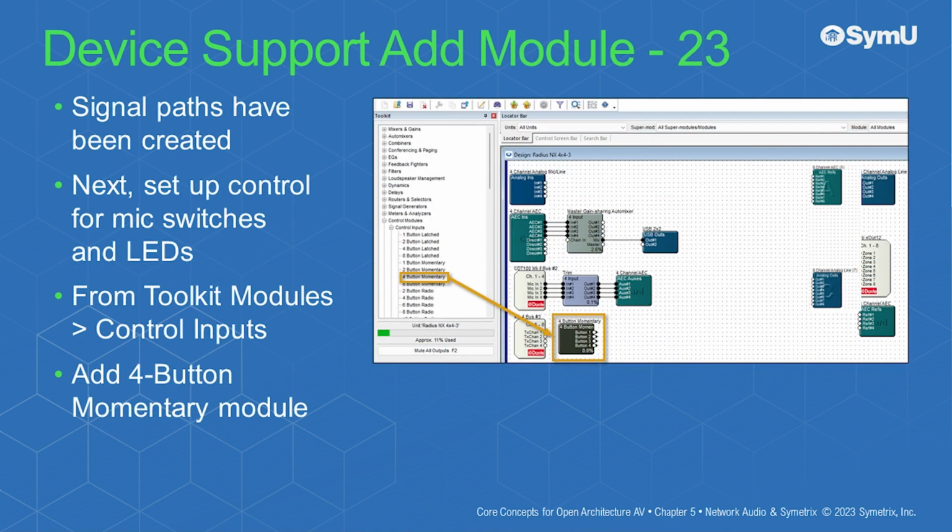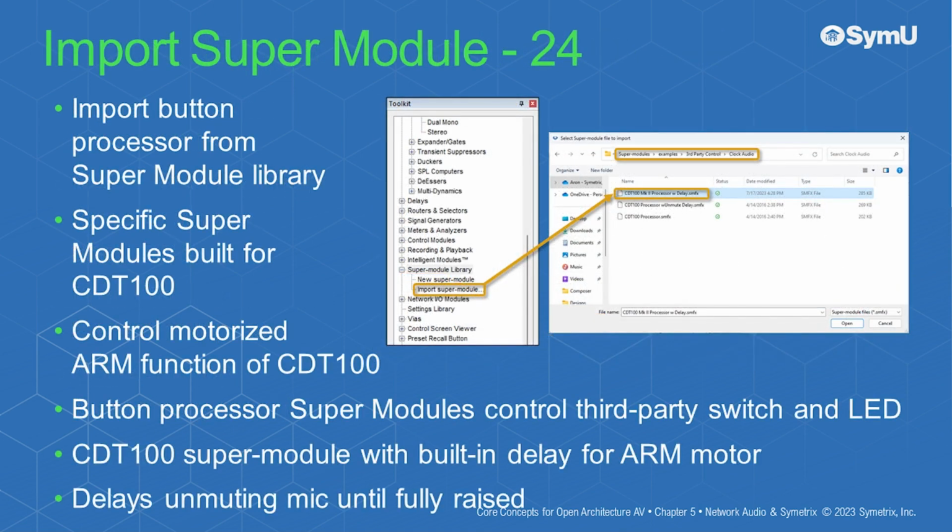Now that the signal paths have been created, the next step is to set up the control for the mic switches and LEDs. From the toolkit under Control Modules, Control Inputs, add a 4-button momentary module. Next, import a button processor supermodule from the supermodule library. There are specific supermodules built for the CDT100 MK2 that also control the motorized arm function of the CDT100. This supermodule may be named CDT100 Processor with Unmute Delay. Any of the button processor supermodules work for controlling third-party mic switch and LED function. This example uses the CDT100 supermodule that has a built-in delay for the MK2 arm motor.